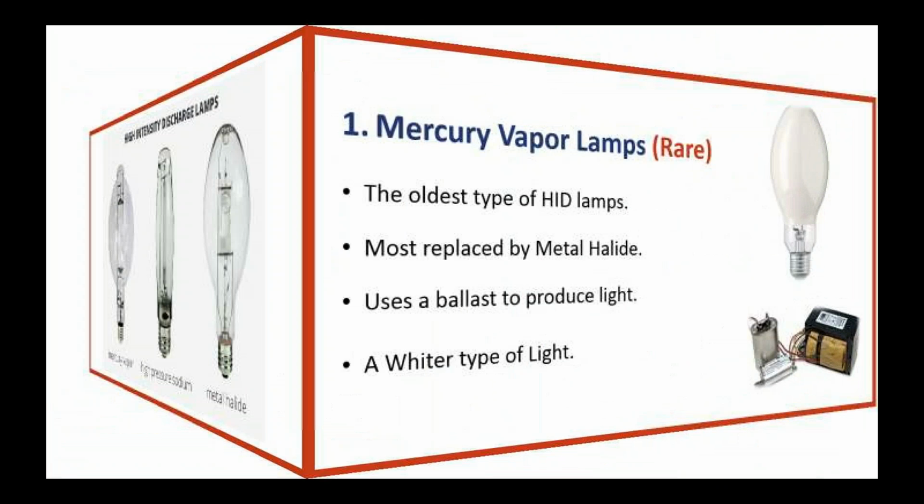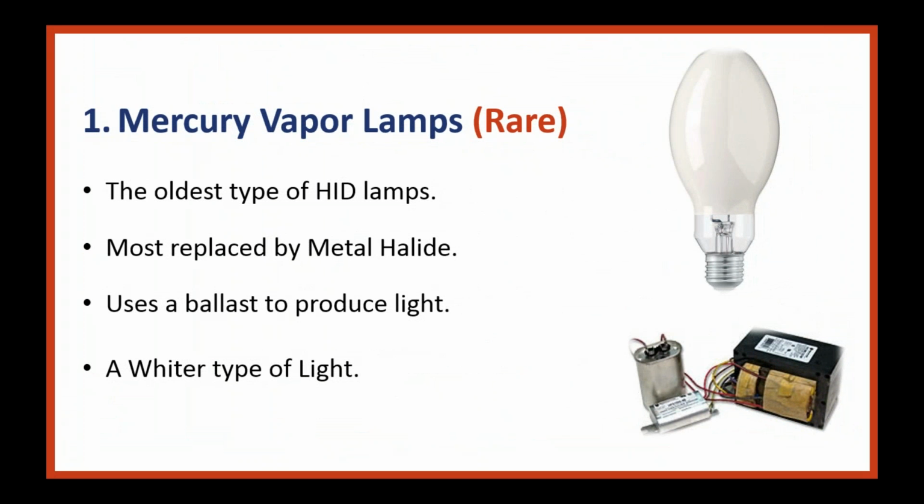The mercury vapor lamps that we talk about are very, very rare. They're the oldest type of HID lamp. Most of these have been replaced by metal halide because you can use a metal halide lamp to go right in and work with the same ballast. They do use a ballast to produce light, and they do put off a whiter type of light. It's not a yellow, it's a white type of light. You're not going to run into a whole lot of these. When you see a white light lit up, it's probably going to be metal halide.